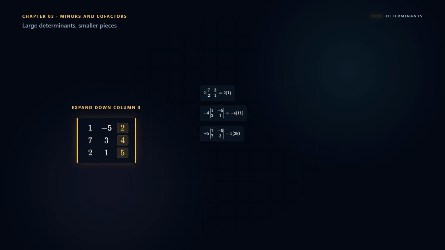The bottom entry is 5. Its sign is plus, and its minor is 1 times 3 minus -5 times 7, which is 38. Therefore, the determinant is 2 times 1 minus 4 times 11 plus 5 times 38, 148.